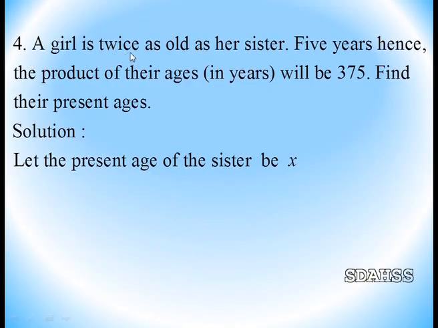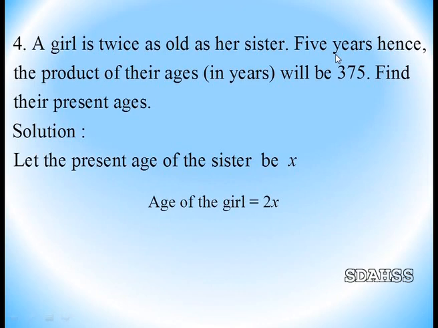Fourth sum. A girl is twice as old as her sister. 5 years hence, the product of their ages will be 375. Find the present ages. A girl is twice as old as her sister. So let the age of the sister be x. A girl is twice as old as her sister, so the age of the girl be 2x.